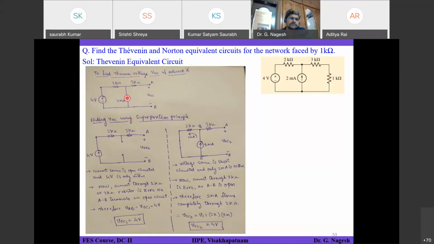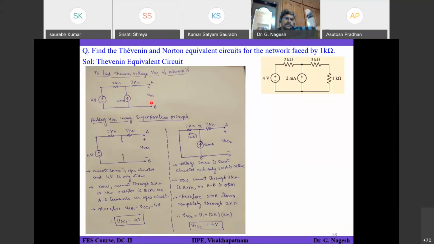This 2 milliampere source needs to be open circuited. So what will be the open circuit voltage across these two terminals? You are understanding, right? Yes, sir. The superposition theorem states that this is the circuit you are now analyzing. Our objective is to find out the open circuit voltage. Yeah, 4 volts.